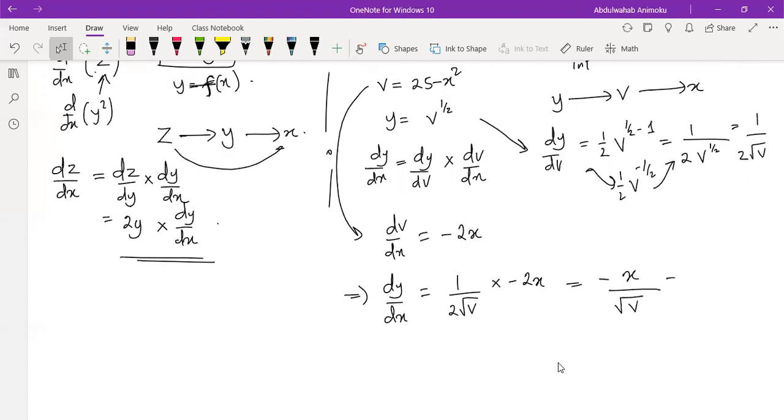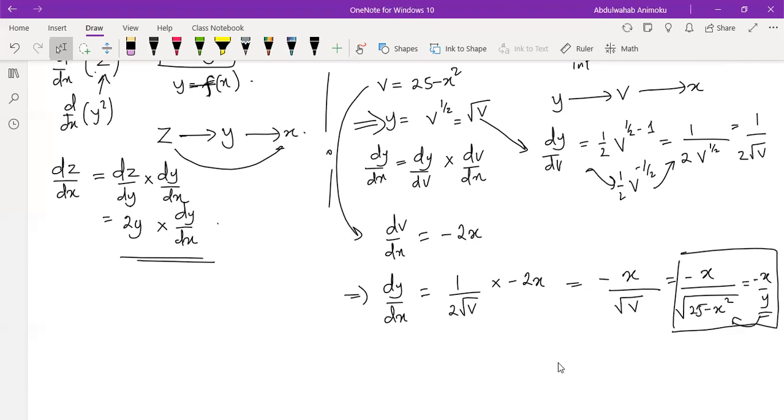v. Now, what is square root of v? Remember, what is v? Square root of v is actually y, right? But v, in terms of x, is 25 minus x squared, so this is actually minus x over y, if you notice, right? Because you can see from here, y is equal to square root of v, which is what we have here. So in terms of x, you can actually write it explicitly as minus x over square root of 25 minus x squared. So this is the other way to solve this problem.